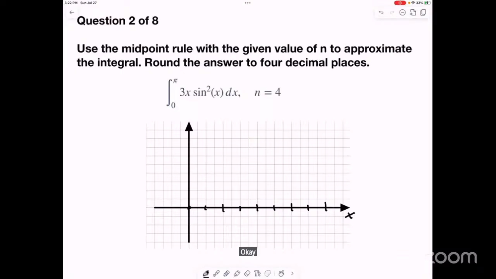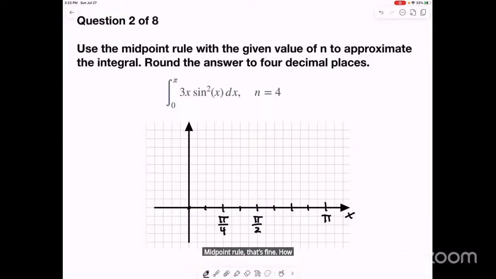Okay. So if we're going from 0 to pi, 1, 2, 3, so we want this to be pi. We want 4 subintervals, so then this here needs to be pi over 2. This needs to be pi over 4. Midpoint rule, that's fine.